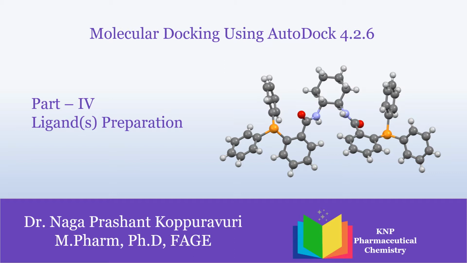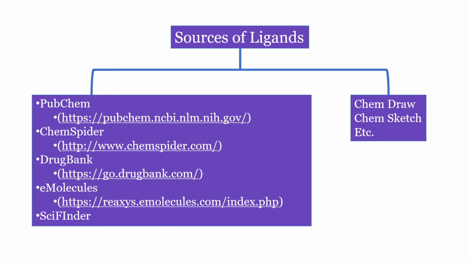In part 4 of our molecular docking using AutoDock 4.2.6, we are going to prepare the ligand. For preparing the ligand, we need to have the ligand in our system. The sources of ligands can be of two types. The first one is the online databases. Here I have mentioned their sources too, like PubChem, ChemSpider, DrugBank, eMolecules, SciFinder. You can download your ligands from any of these databases.